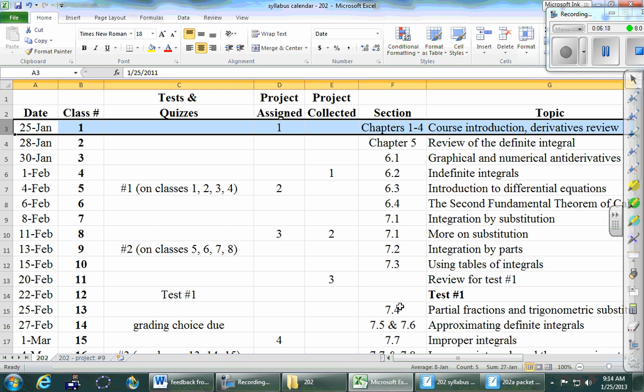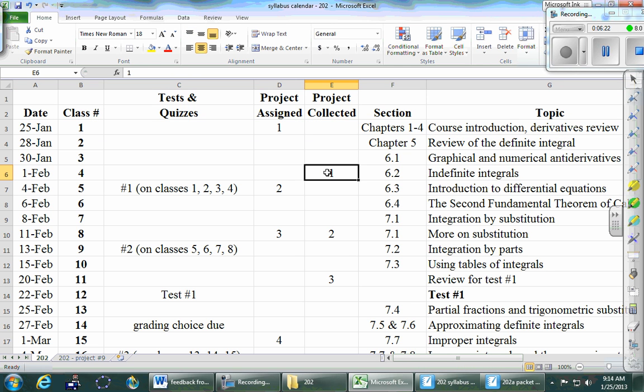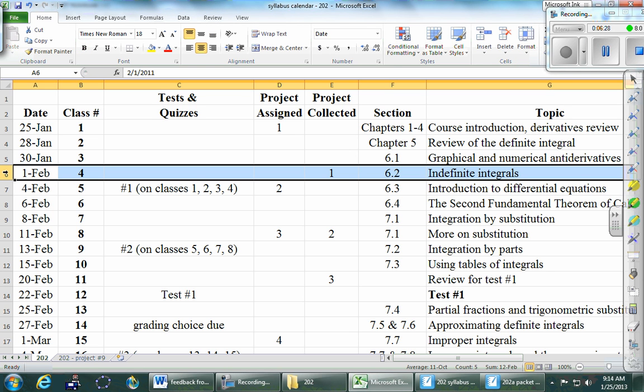All right, so as you can see here, project 1 is assigned at this moment. It is going to be collected on class number 4. At this moment, it looks like the 4th time we meet will be February 1st, but if we have a snow day between now and then, although technically I think it's too cold for anything to snow right now, but if we have a snow day and things get pushed back, the project will be due the 4th time you and I see each other in this room. That is something I can tell you. I can't guarantee it's going to be on February 1st, okay?